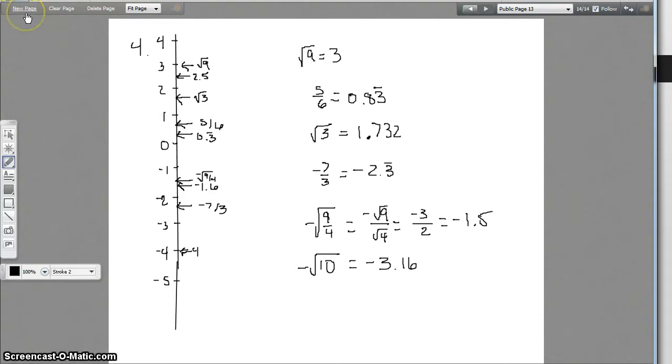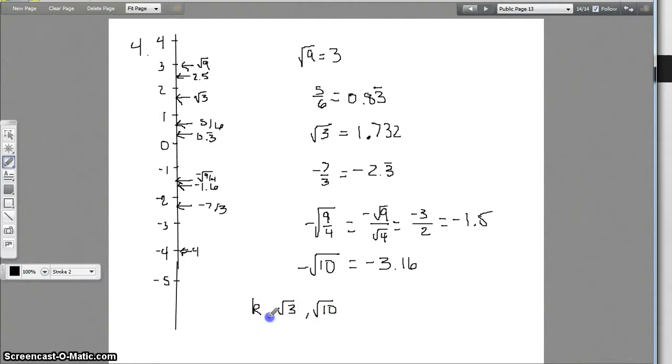And number 4, I'm sorry, is just like number 10 that I assigned as homework. Oh, and then part K of this asks, which of the numbers in parts A through J are irrational? Well, the irrational ones are going to be the square root of 3 and the square root of 10.